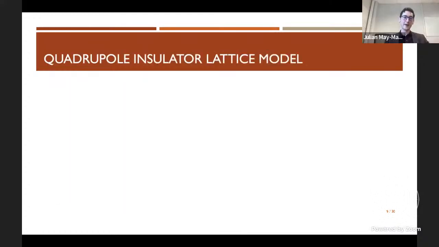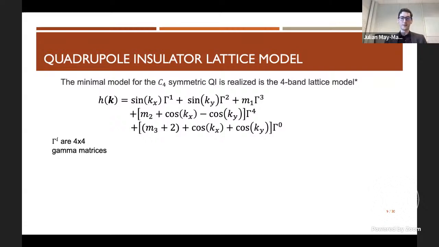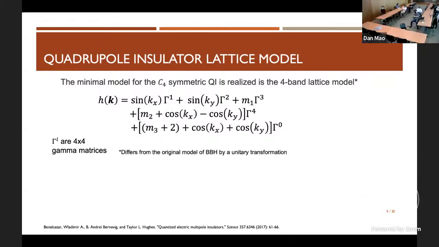All right, so moving on, we're going to start with our lattice model as being our basis for finding this effective action. So the minimal model for the quadrupole insulator can be expressed in terms of this 4-band model, where these gammas are going to be the normal 4x4 anti-commuting gamma matrices we're all familiar with from field theory. And importantly, if anyone is familiar with the original work of Benalcazar-Bernevig-Hughes, the model listed here actually differs by a unitary transformation from the model they use in their paper, but the underlying physics is equivalent. It's just a more useful notation for what I'll be treating.